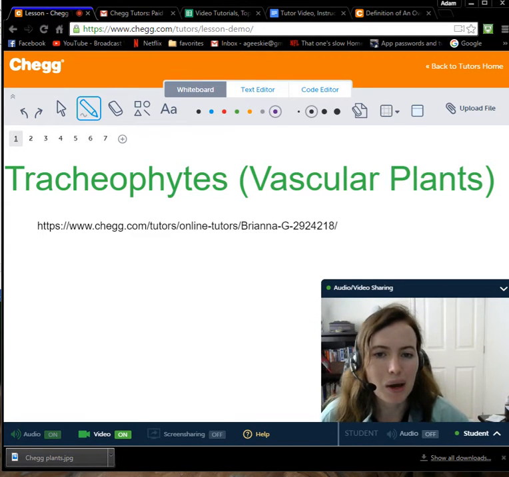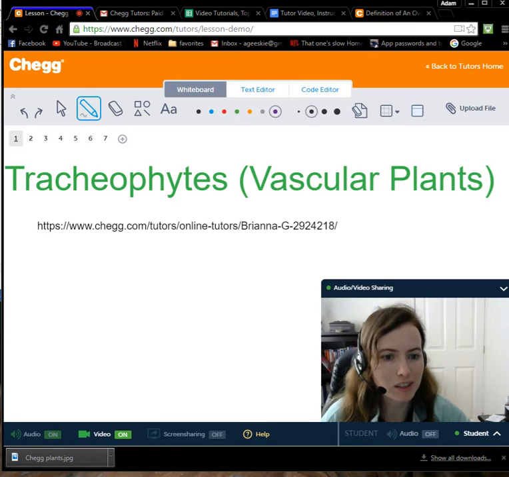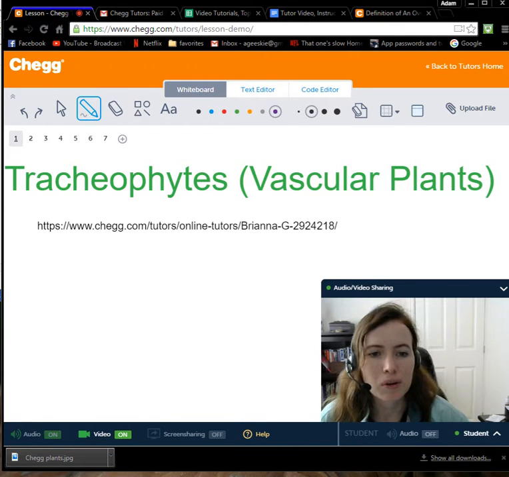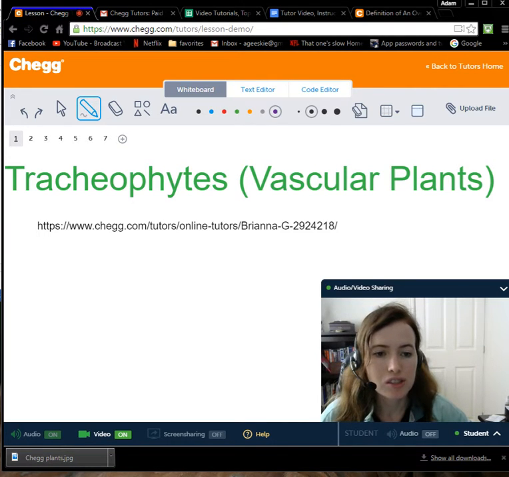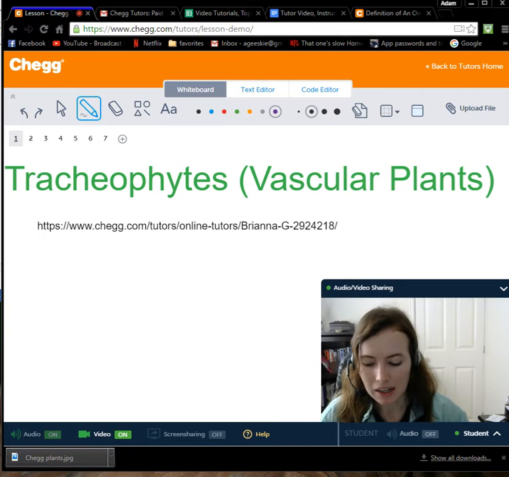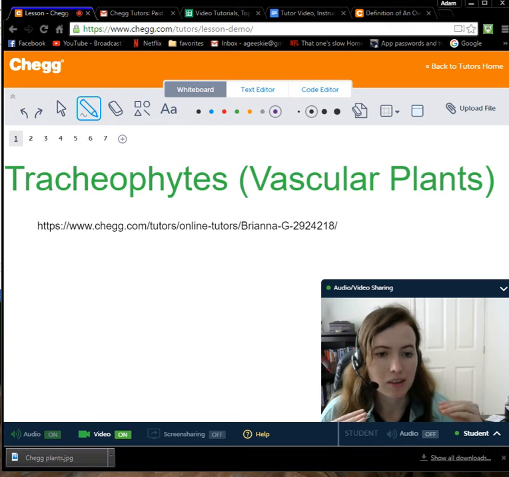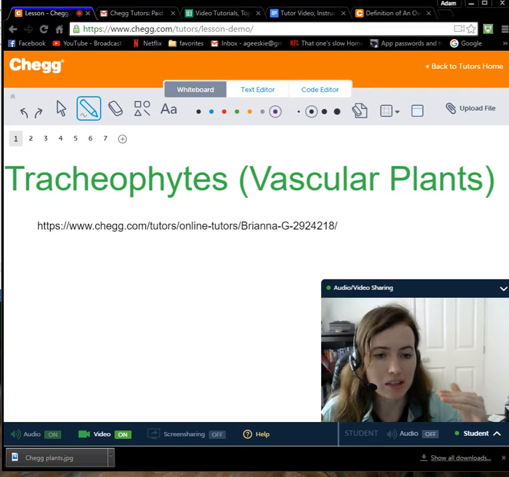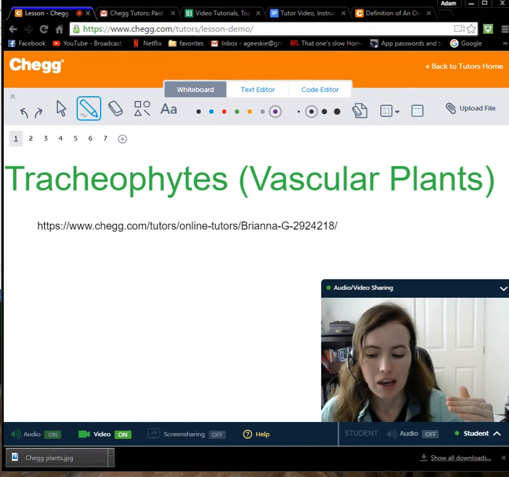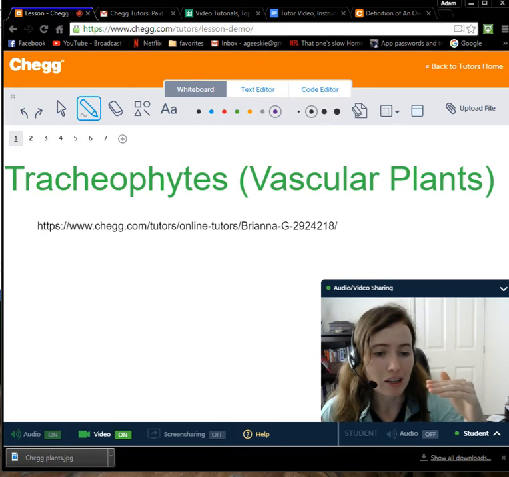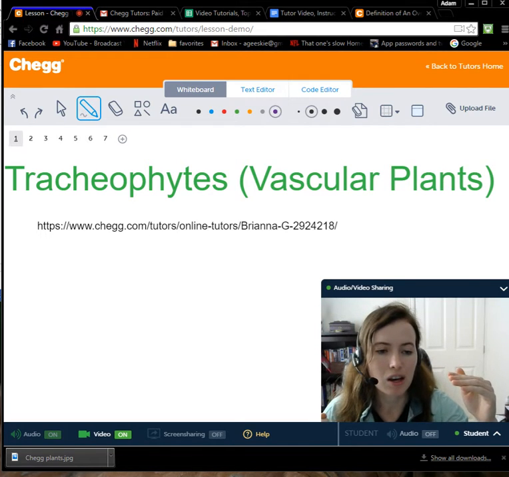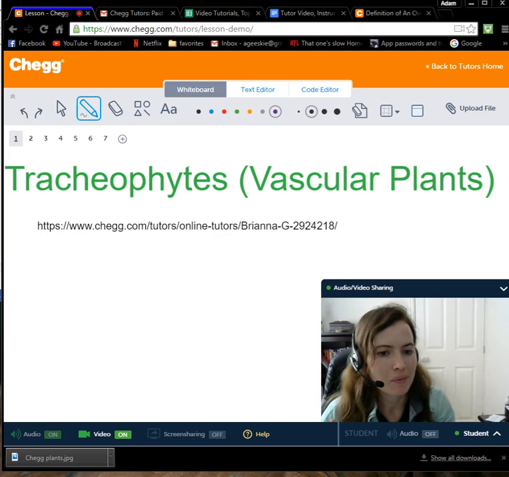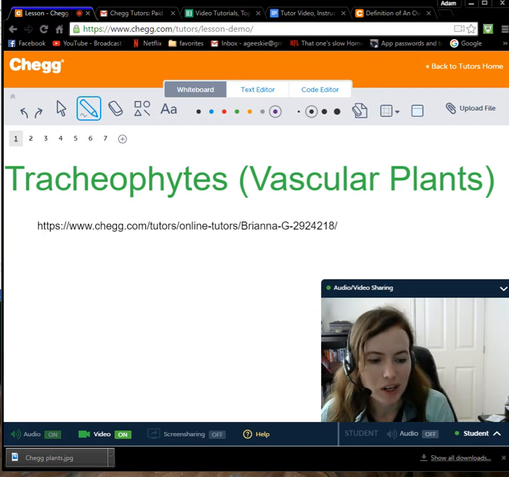But today I want to talk about tracheophytes, which are also vascular plants. Before we get into that, we need to talk a little bit about the evolution of plants. At the very beginning were green algal ancestors. Algae was the very beginning of plant life. Then the first evolutionary breakoff is embryo protection, and after embryo protection is vascular plants. What we'll be talking about right now is the second evolutionary breakoff.